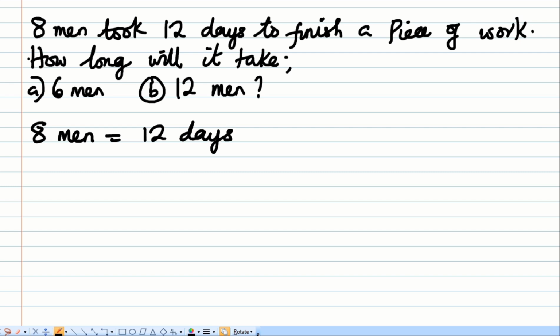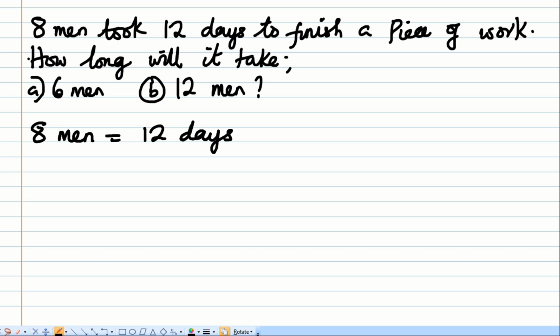Alright, if you have watched the first part of this video on direct proportion, I said that no question is going to specify, although sometimes they do, but most times they wouldn't tell you whether it is direct proportion or indirect proportion. You just have to figure it out yourself. So from the parameters given, the question asks us to find how long it will take 6 men and 12 men. Well, let's ask ourselves a question.